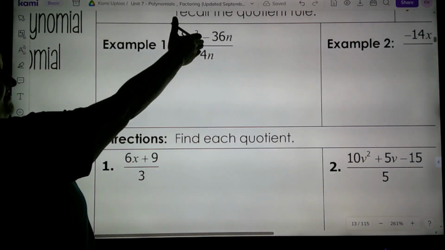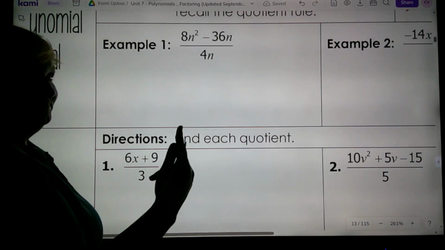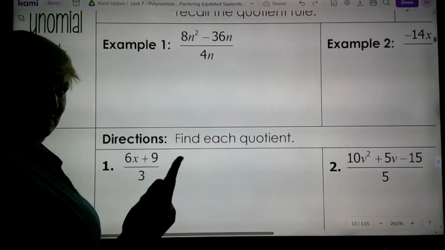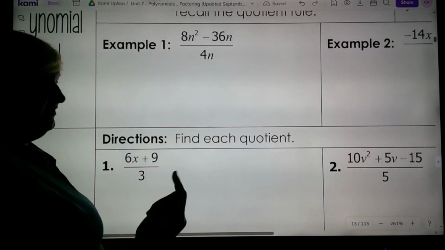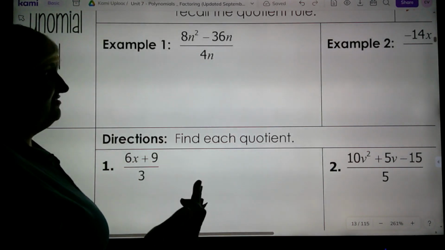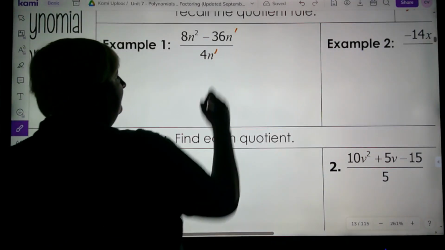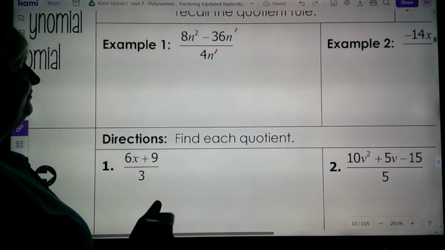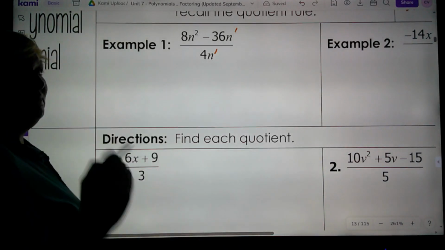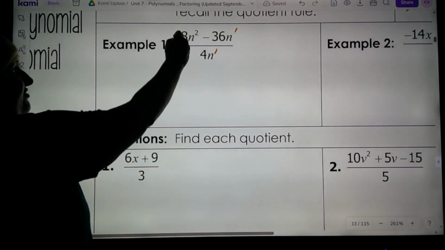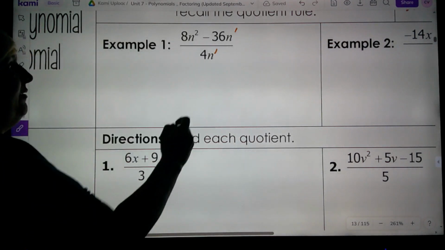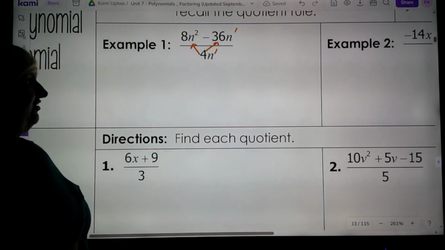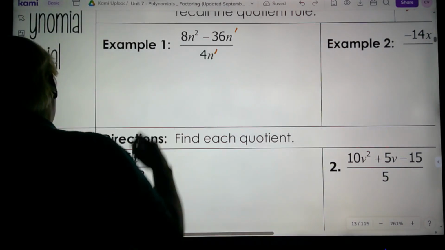8n squared minus 36n, a two-term quadratic, divided by 4n, a single term, monomial, and linear, because there's only an invisible one. If there's no exponent, there's an invisible one after a variable. So the first thing you do in your mind, if it helps, picture these as separate. Break it in, because this goes with this and it goes with this.